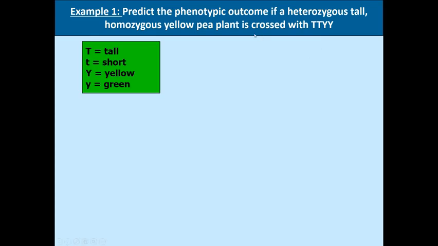We know from previous examples that in pea plants, capital T is tall, lowercase t is short, capital Y is yellow because it's dominant, and lowercase y represents green.